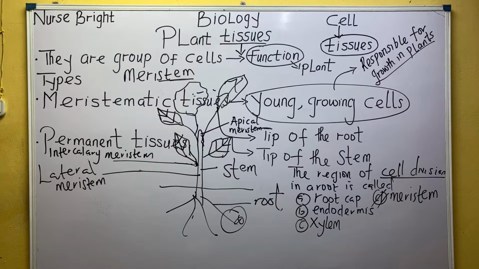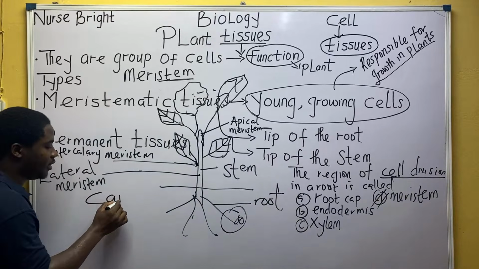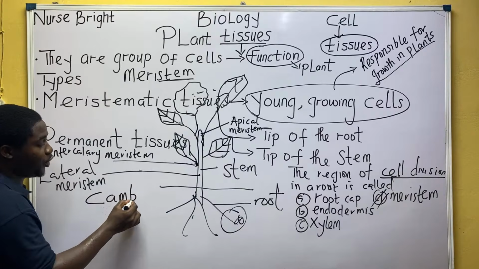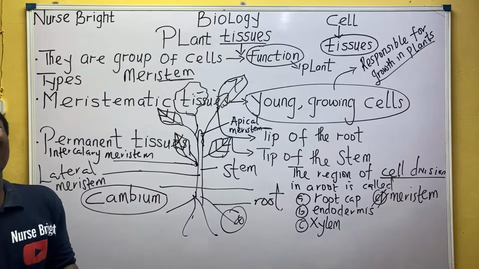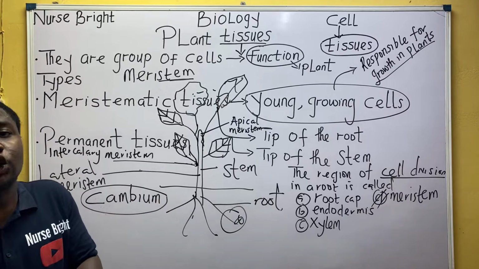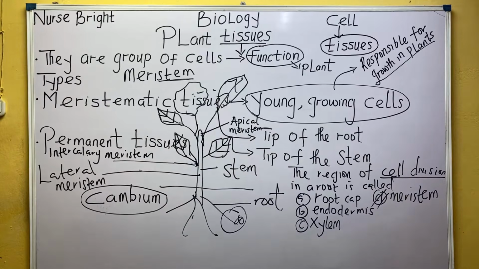Meristems are meristematic tissues. This very special type of meristem, we call cambium. Cambium is also a meristematic tissue. It is a special one, and I will tell us what cambium is about.